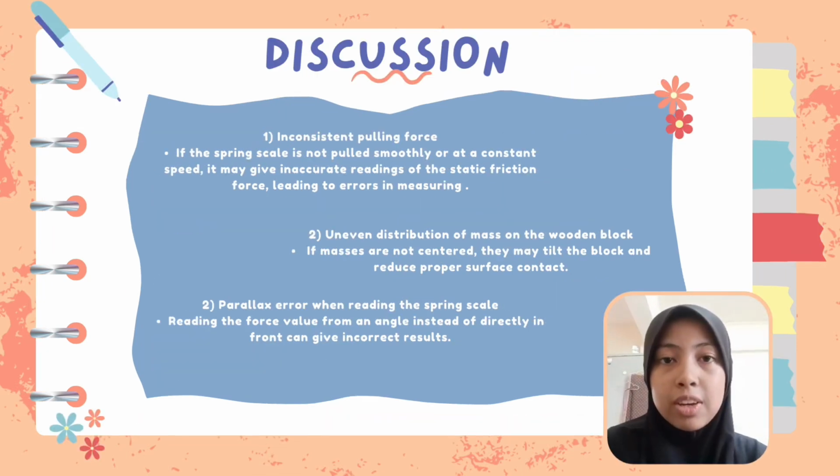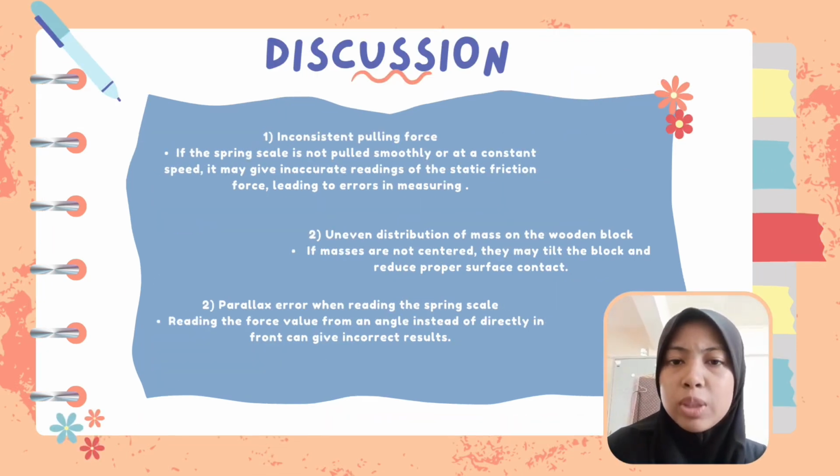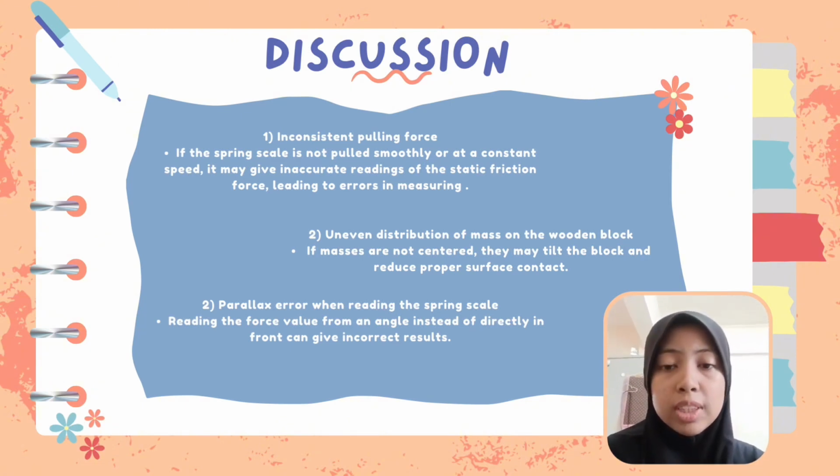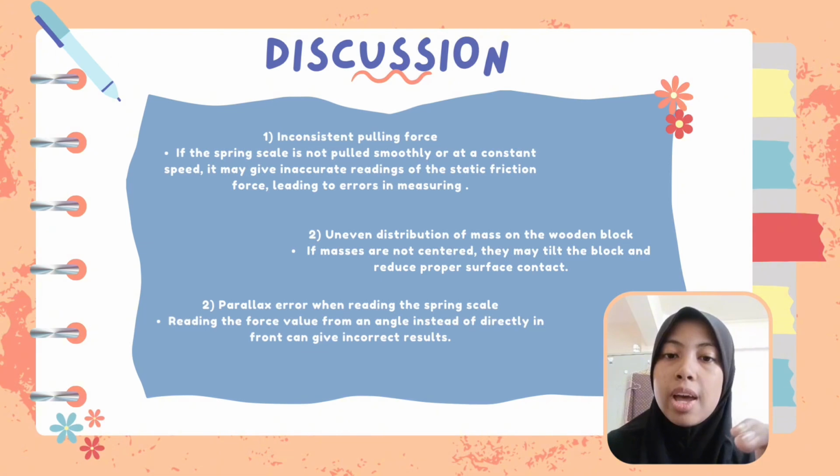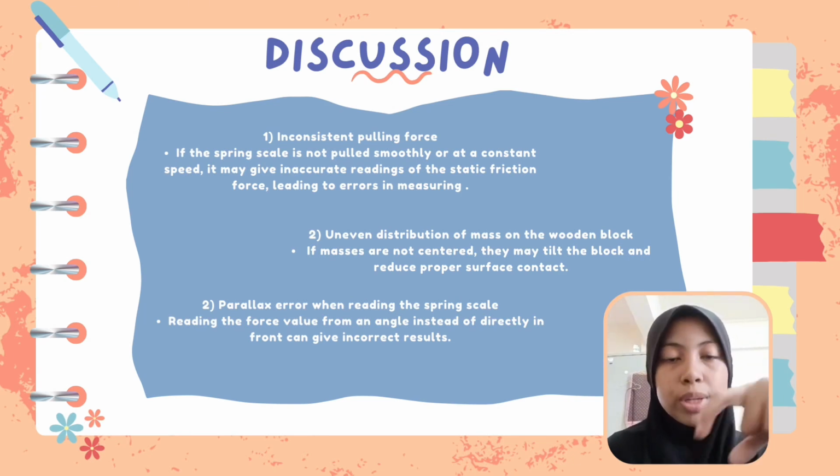Sources of errors. First, inconsistent pulling force. If the spring scale is not pulled smoothly or is pulled too fast, it may give inaccurate readings of the static friction force, leading to errors in measuring. To avoid this, pull the spring scale slowly and steadily and repeat the measurement several times to get an average value. The second one is uneven distribution of mass on the block. If the masses are not centered, they may tilt the block and reduce proper surface contact. To avoid this, place the masses directly in the center of the wooden block to maintain balance.